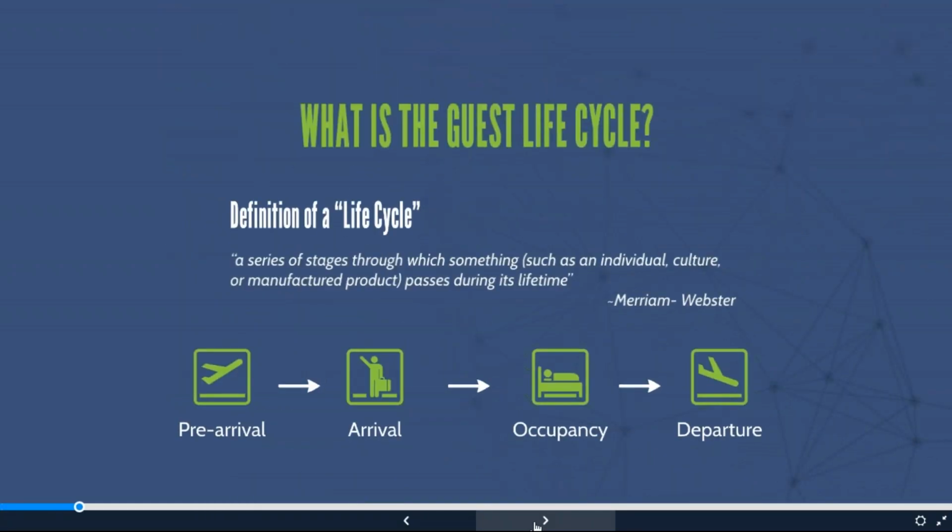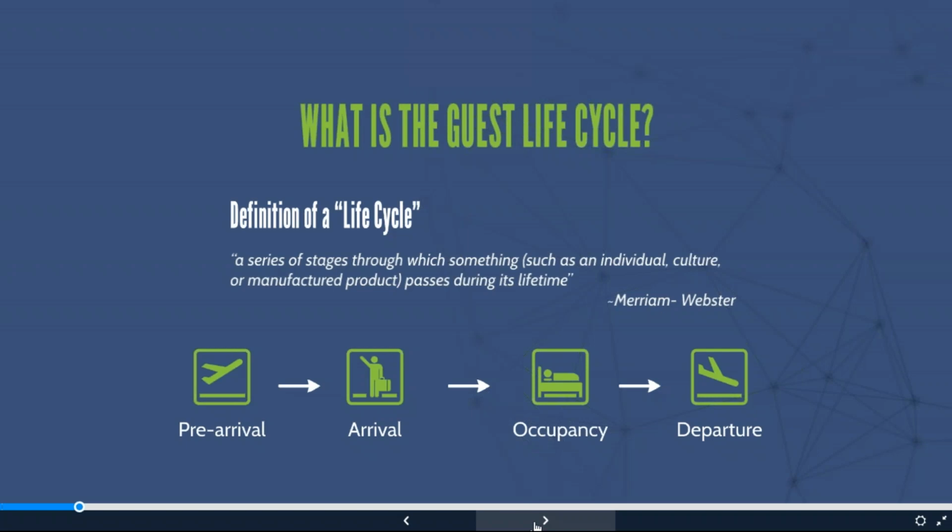So let's start by defining what the guest life cycle is, and really looking at what the definition of a life cycle is to begin with. Many of you, if you went to business school, probably heard this term at some point, a pretty common business concept that things go through life cycles. According to Merriam-Webster, which is a great place to start, a life cycle is a series of stages through which something, such as an individual, culture, or manufactured product, passes during its lifetime.